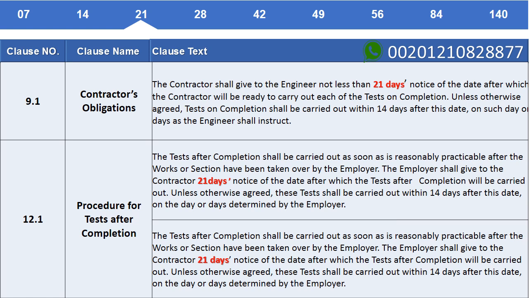Tests after completion shall be carried out as soon as is reasonably practicable after the works or section have been taken over by the employer. The employer shall give to the contractor 21 days notice of the date after which the tests after completion will be carried out. Unless otherwise agreed, these tests shall be carried out within 14 days after this date, on the days determined by the employer.